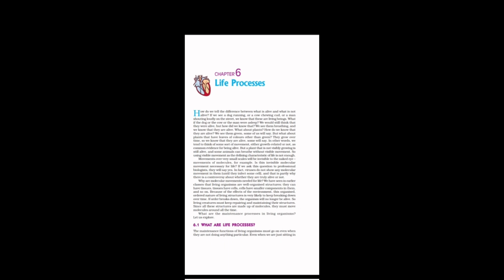Chapter 6: Life Processes. How do we tell the difference between what is alive and what is not alive? If we see a dog running, or a cow chewing cud, or a man shouting loudly on the street, we know that these are living beings. What if the dog or the crow or the man were asleep? We would still think that they were alive. But how did we know that? We see them breathing and we know that they are alive.